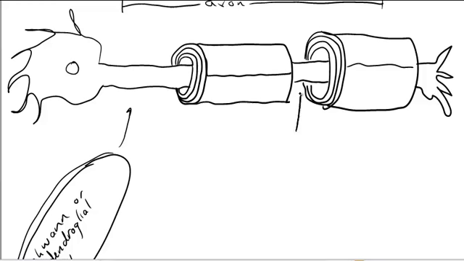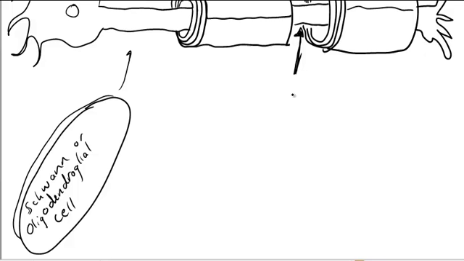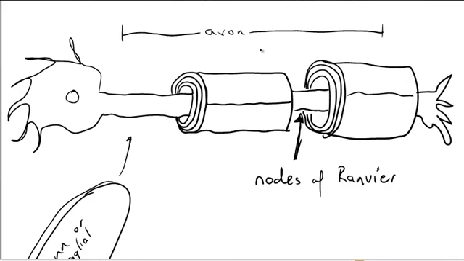And then you get these little gaps in between. They're wrapping side by side, but these little gaps have a special name and a special importance in the electrical signal that we'll discuss next day. For now, you just need to know the gaps are called nodes of Ranvier. Okay? And we'll talk about why they're important next day. But that's what myelination is.